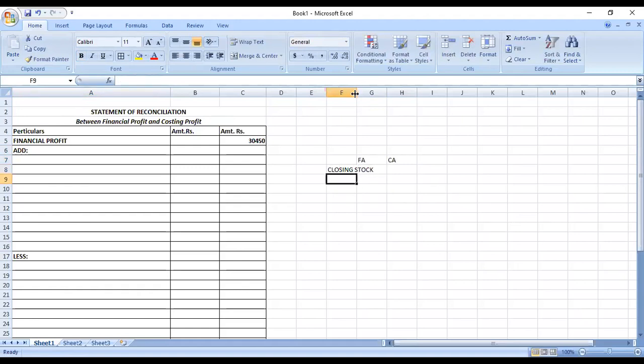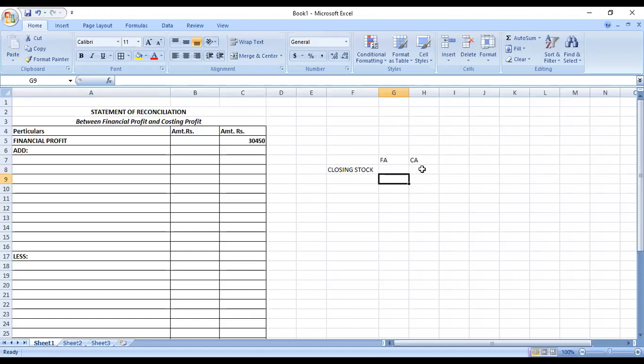Closing stock. बोलो, क्लोजिंग स्टॉक क्या है? क्लोजिंग स्टॉक फाइनेंशियल अकाउंटिंग में कितना है? फाइनेंशियल अकाउंटिंग में 6,120. ओके, फाइनेंशियल अकाउंटिंग में हमने 6,120 लिया. कॉस्टिंग में कितना है स्टूडेंट? उन्होंने एडजस्टमेंट नंबर सेकंड बताइए. देखो, तो क्लोजिंग स्टॉक वाज टेकन एट 6,420.